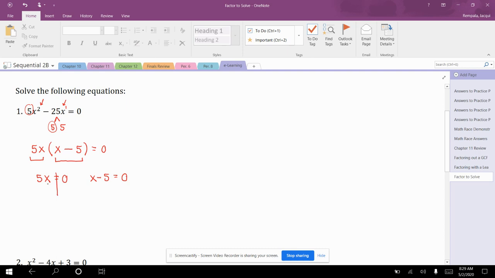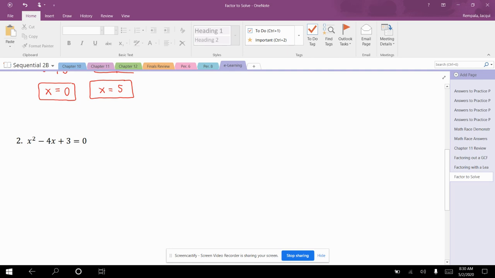I'm going to want to get the x by itself. Well, 5 is attached through multiplication, so I get to divide by 5. That gets me x by itself. 0 divided by 5 is 0. So x equals 0 is one of my solutions. The other equation, I need to move that 5 by adding it. That gets me x by itself, and 0 plus 5 is 5. So my two solutions are 0 and 5. Because remember, if it's x squared, that exponent of 2 tells us we should have two answers.